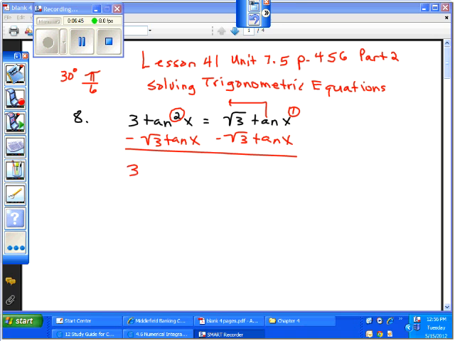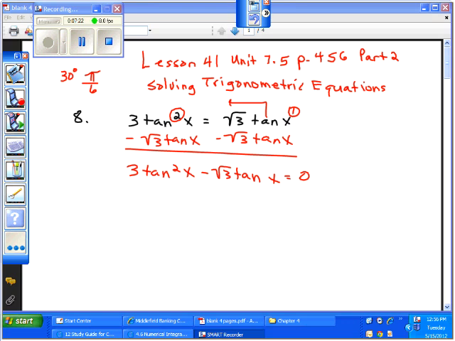All right, so we're going to have 3 tangent square x minus square root 3 tangent x is equal to 0. So we're going to set it equal to 0 and then solve. Now, in my Algebra 1 book on page 213, it teaches you how to do the AC method of factoring. And then on page 215, A, B, and C, it says, what do you do if there's a B and C part? What do you do if there's an A and B part? What do you do if there's an A and C part? What do you do if there's an A, B, and C part?